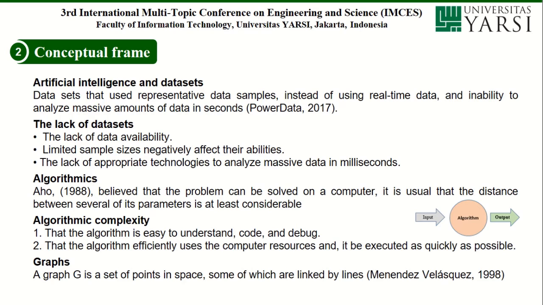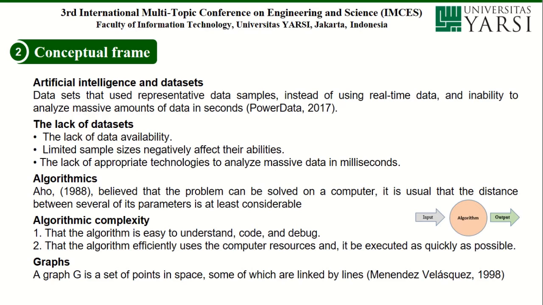When the problem is resolved, there is often a need to choose between several algorithms. How should you choose that algorithm? Two objectives are often contradictory: that the algorithm is easy to understand, code, and debug, or that the algorithm uses computer resources efficiently, and in particular that it be executed as quickly as possible.